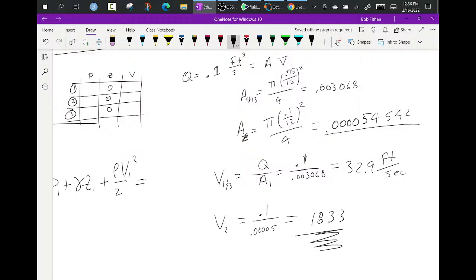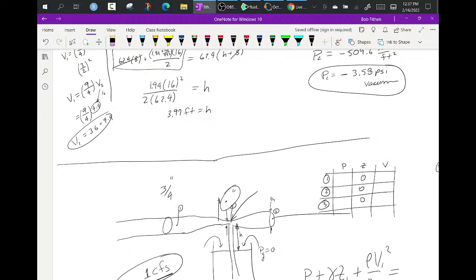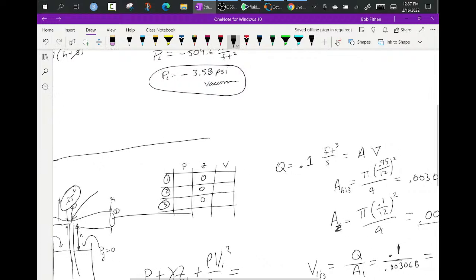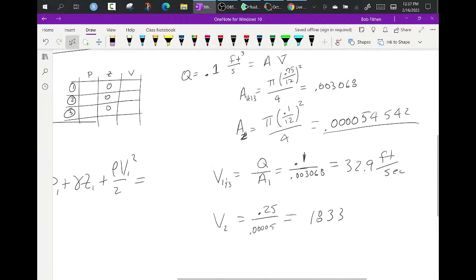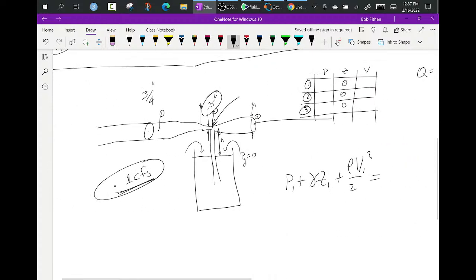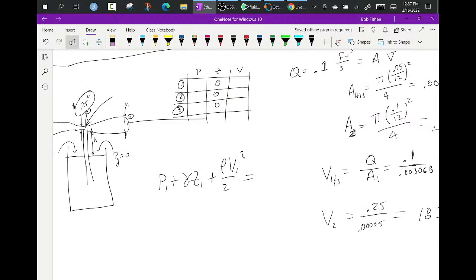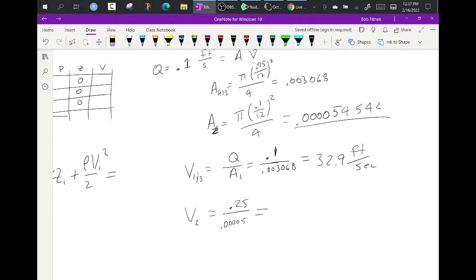That's way too high. So I'm going to adjust this and make it 0.2. Actually, I probably need to make it 0.25. You're going to have all sorts of problems here. If you have it too small, it's going to require so much pressure back here at 1 that you won't be able to sustain a flow rate of 0.1. So this is 0.25.